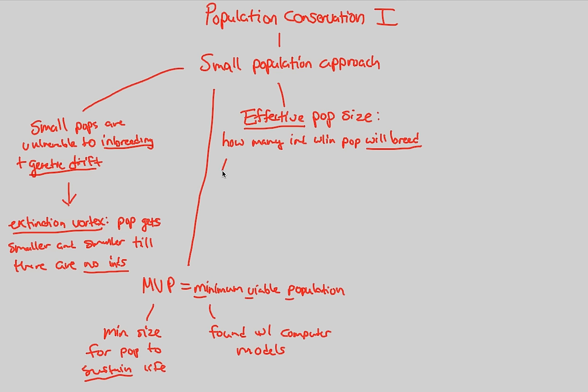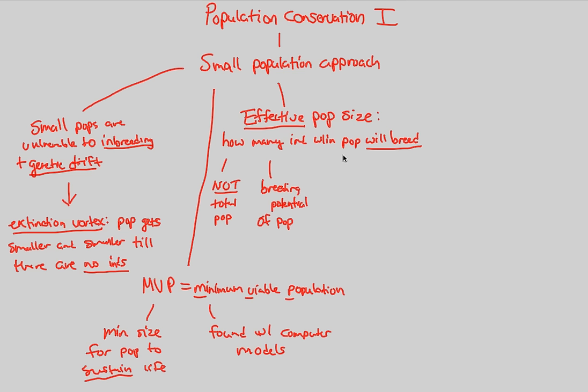So again, it is not the total population. The total population is N. But what we care about is only how many of the individuals within the population can and will breed. So this is essentially going to be the breeding potential within a population. What potential does this population have? What is the potential of this population to breed? Okay?